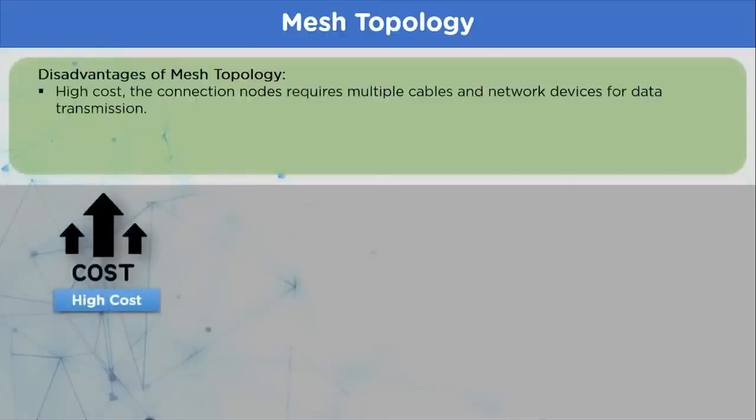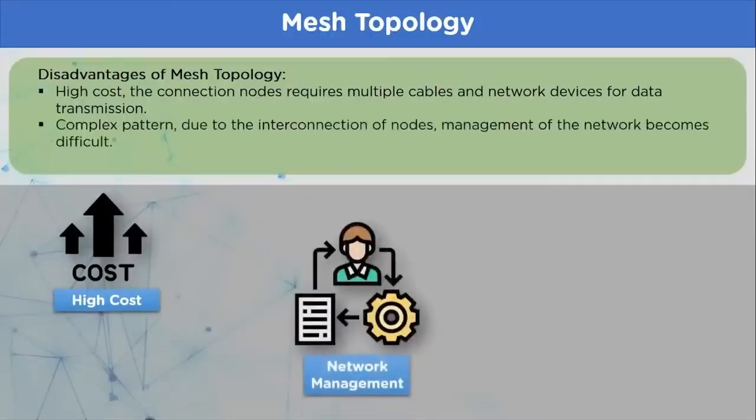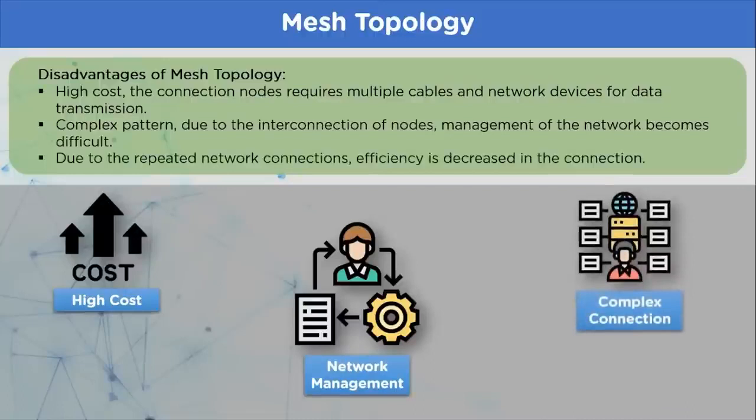Next up, disadvantages. The cost of installation is high due to the requirement of multiple cables and nodes for the network to function efficiently. The management of the network becomes complex due to the large number of interconnections in the network. Due to the absence of a repeater or a switch, the data signal loss during the transmission is very high.